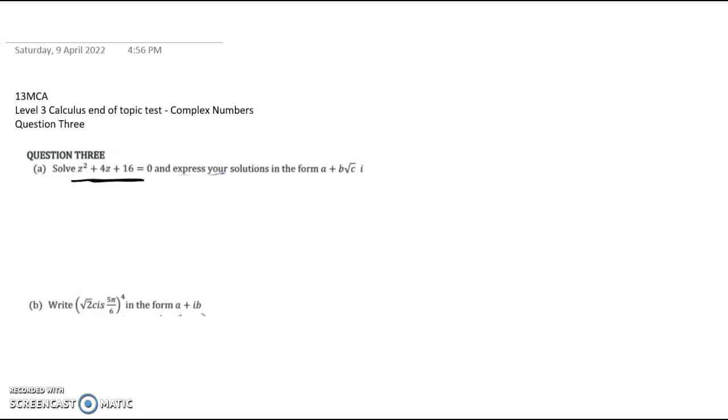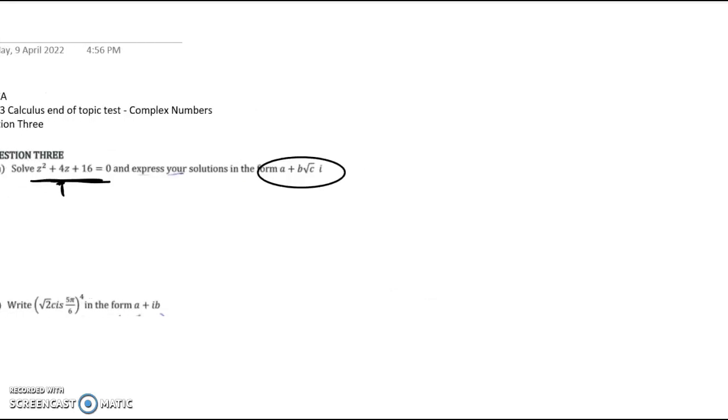We have to solve this quadratic and express our solutions in this form. So I'm going to use completing the square to do this because I've got a 4 here. It's fine for you to do the quadratic formula on this as well. So completing the square, if we just write out what we're starting from, we've got this.